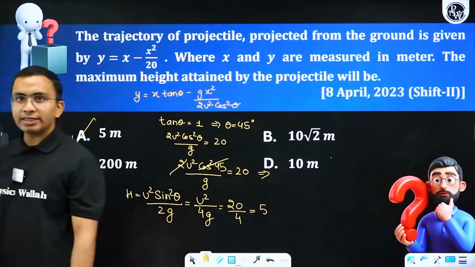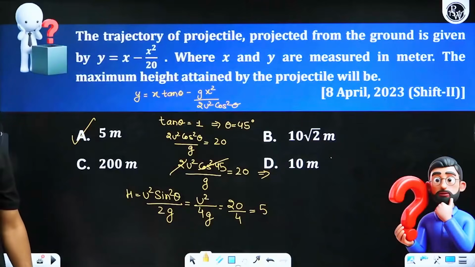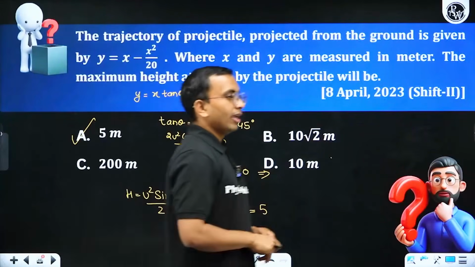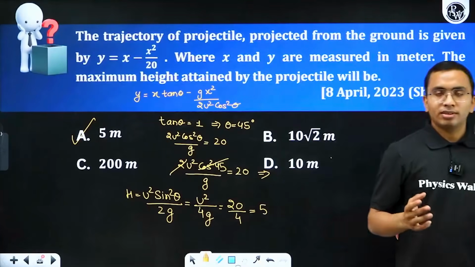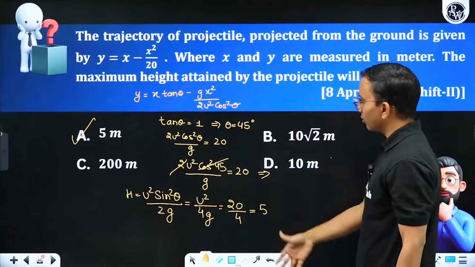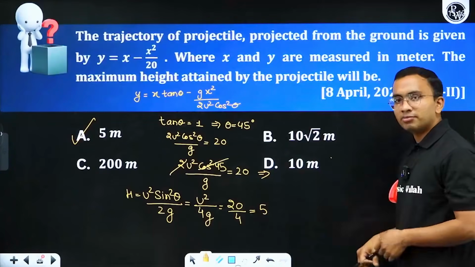So equation of trajectory we know, we need to match that with the standard trajectory equation, and that's all. We know the coefficients, from there we match the coefficients, we got whatever we need to find H max, that's all.